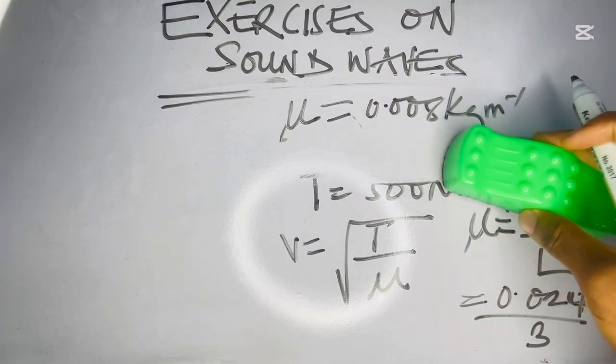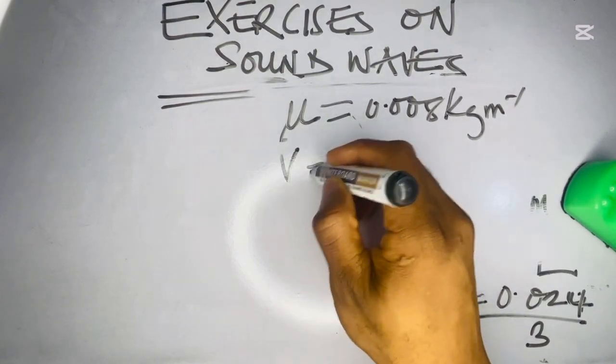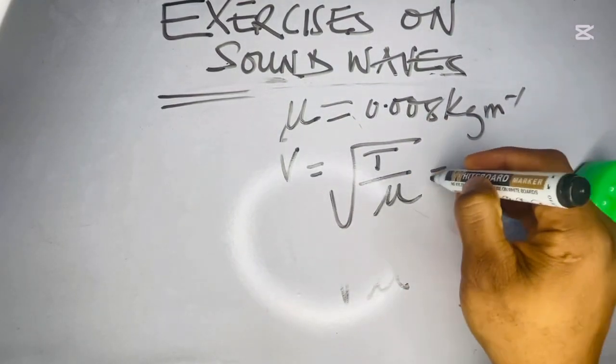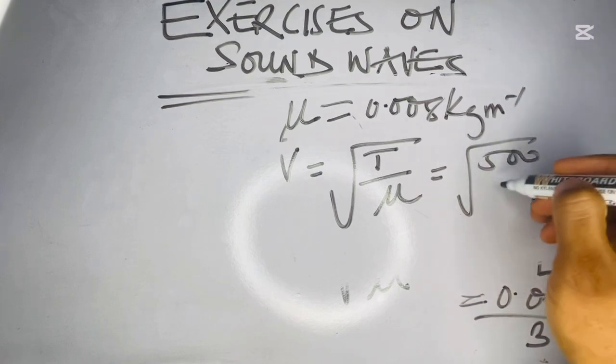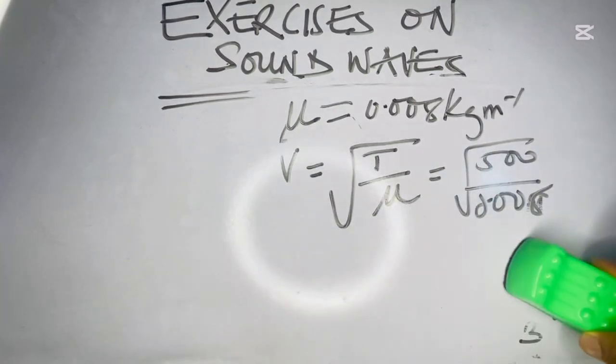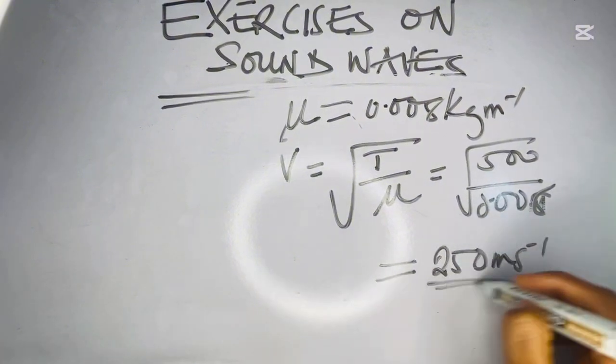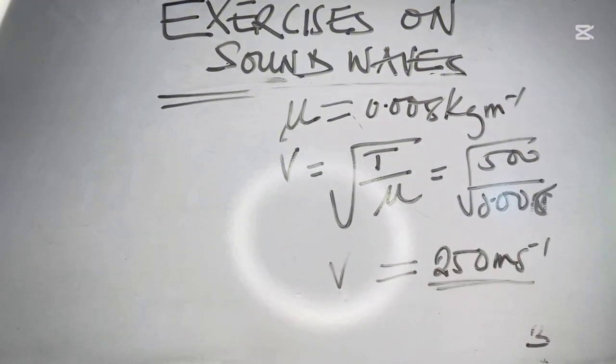Now to get our V, remember, it is the square root of the tension over mu. To get the velocity of the transverse wave, the tension that was given to us was 500. Mu that we got is 0.008. So the square root of 500 over 0.008 will give us 250 meters per second. So that's our V. These are a couple of questions that are most likely to be seen in a potential examination that has to do with waves and optics.